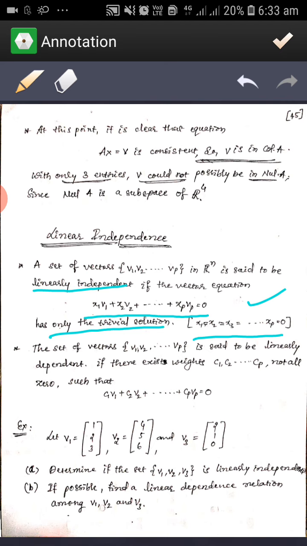The set of vectors is said to be linearly dependent if there exist weights c1 to cp, not all 0, such that c1 v1 plus up to cp vp is equal to 0. It's the same thing as earlier: if not all the values of x1, x2, x3 are 0, and only some of the values are 0, in that case we call it dependent.